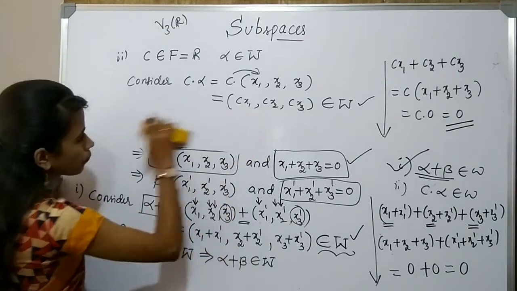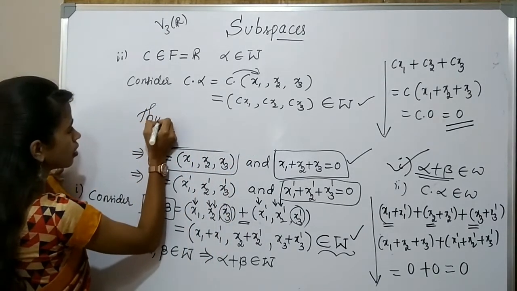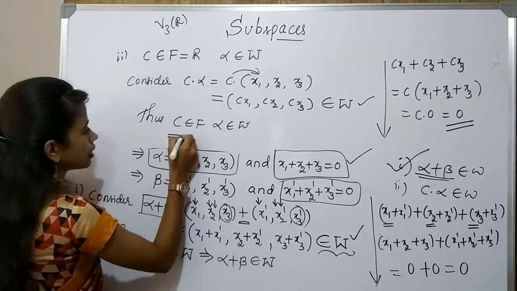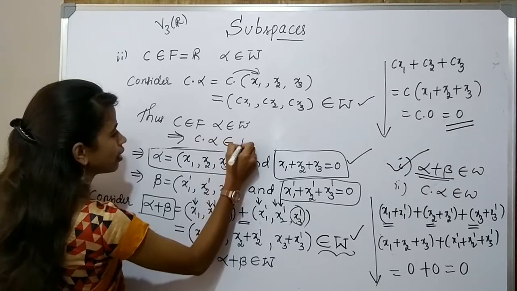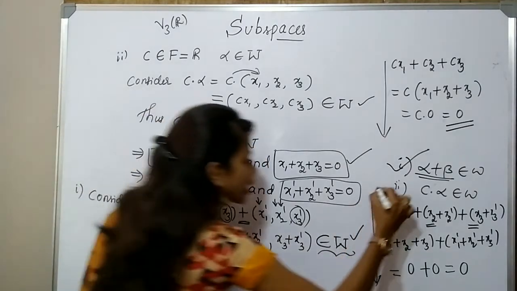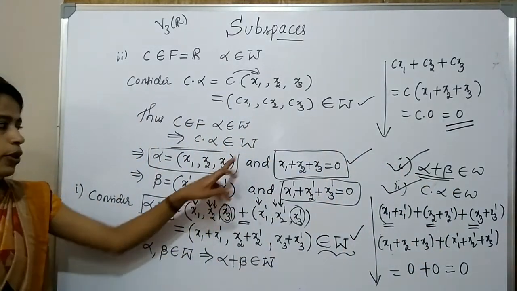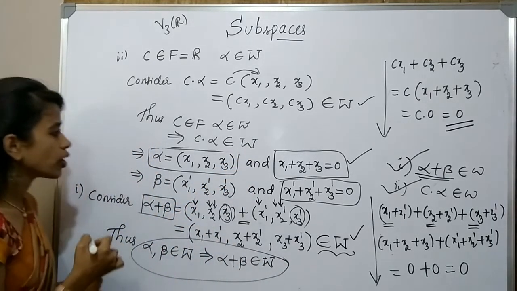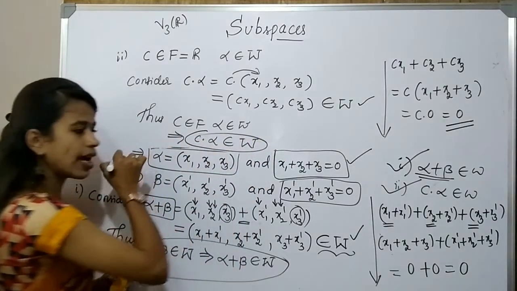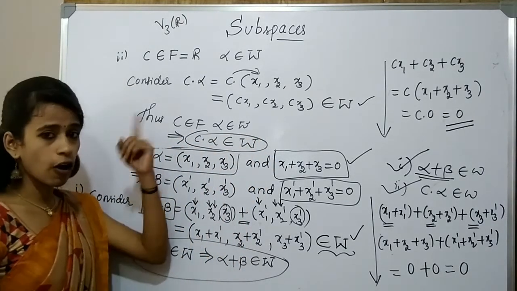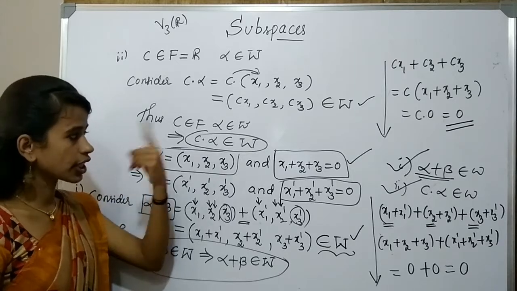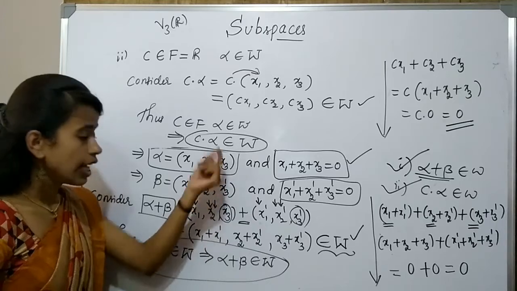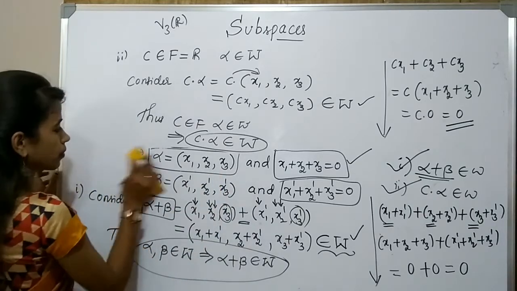So here, thus, c belongs to F, alpha belongs to W. This implies c·alpha clearly belongs to W, which satisfies the second condition also. So W is closed under vector addition and W is also closed under scalar multiplication. Therefore, according to the necessary and sufficient condition for a subspace, W becomes a subspace.